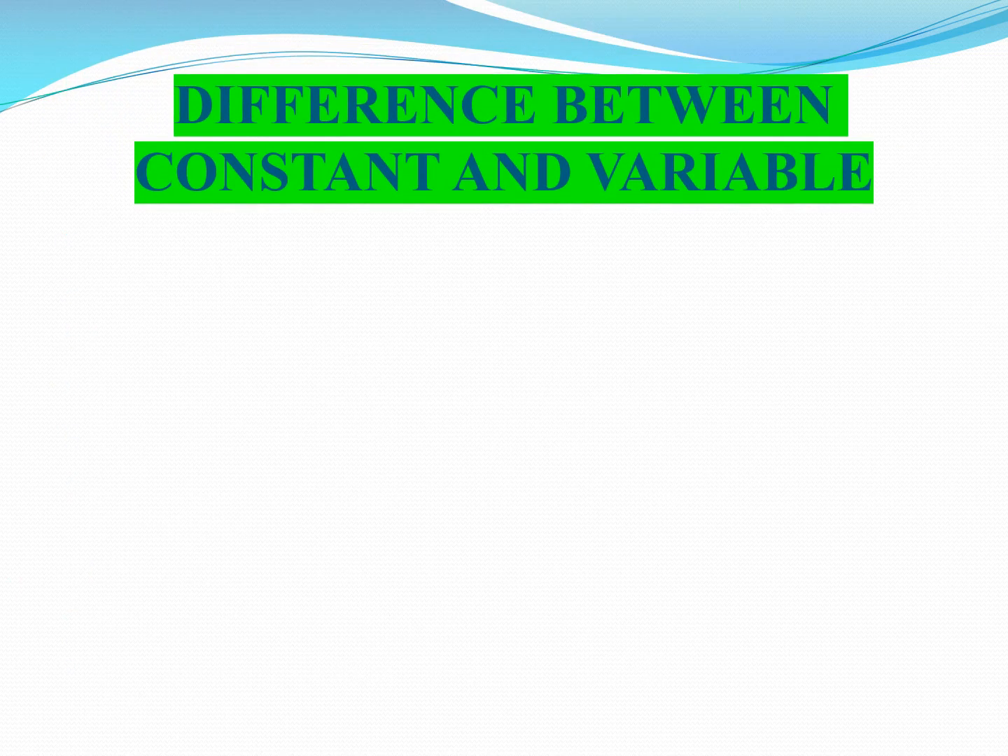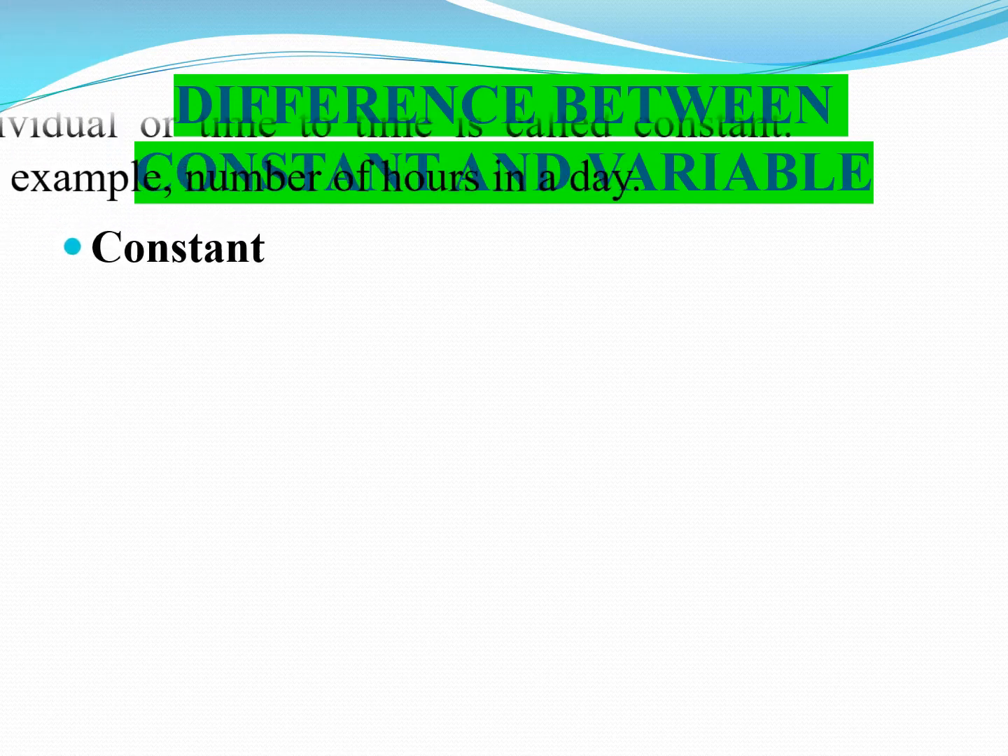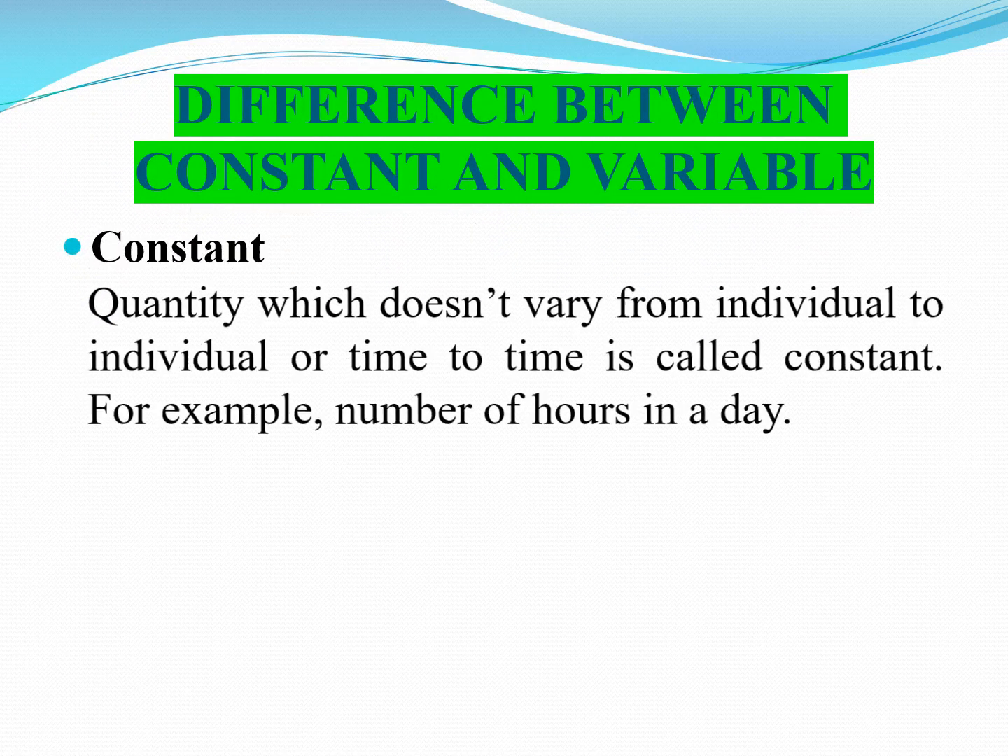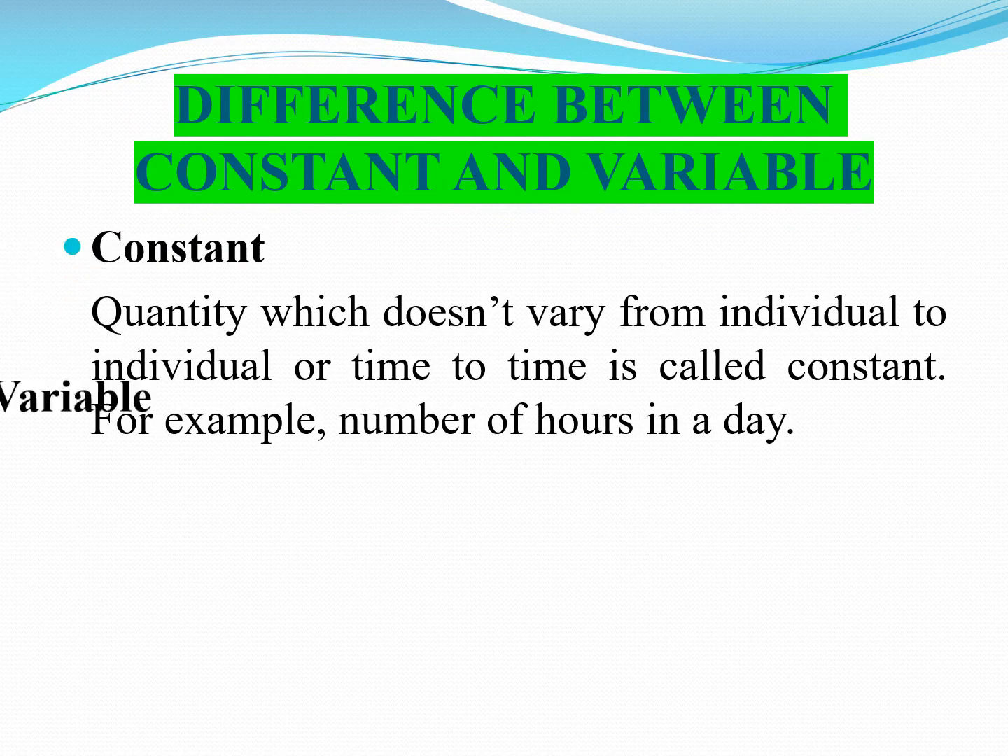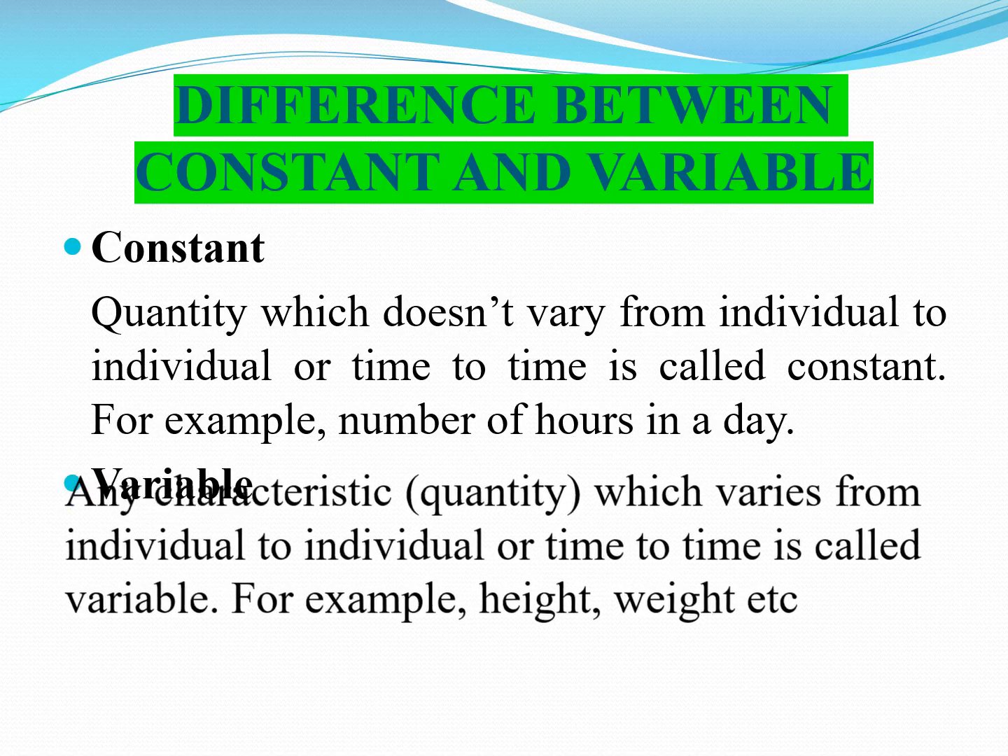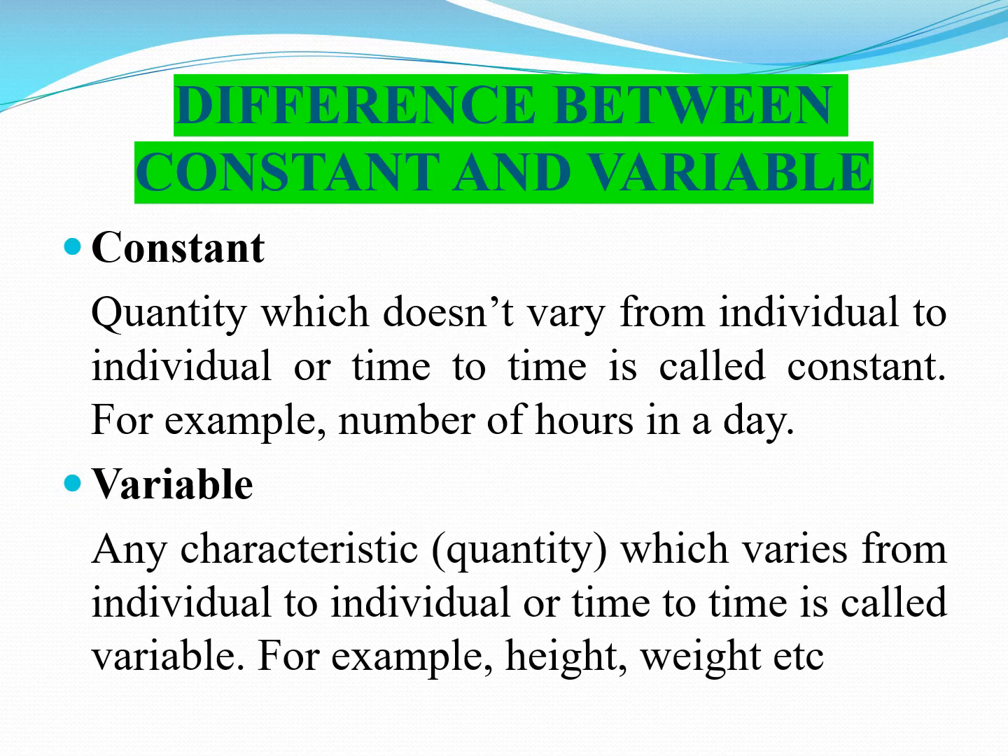Here we will learn how we can differentiate between a constant and a variable. Constant: a quantity which doesn't vary from individual to individual or time to time is called a constant. For example, the number of hours in a day. Variable: any characteristic or quantity which varies from individual to individual or time to time is called a variable. For example, height, weight etc.